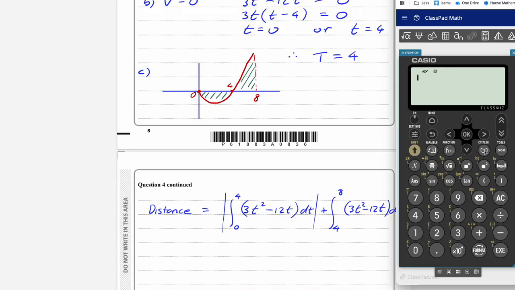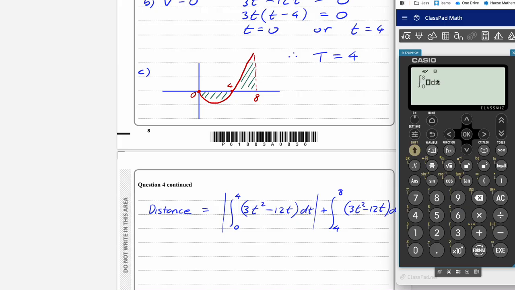But in this one, you go to catalog, function analysis, and then integration here. And then we're going to go from, now watch this, 0 to 8. Now you can only do this on the calculator, guys. Do not try and do this in one go without splitting it up.